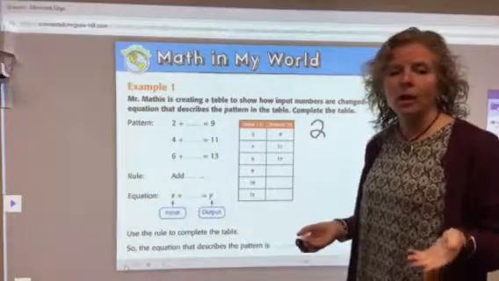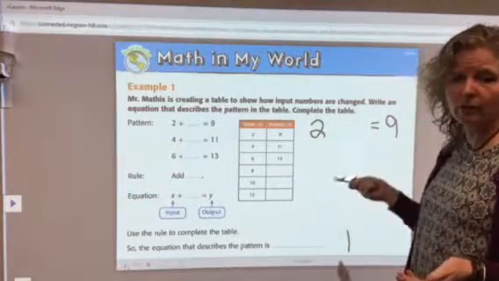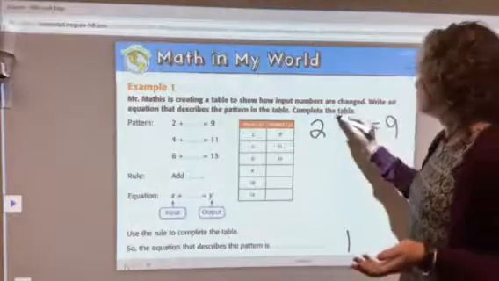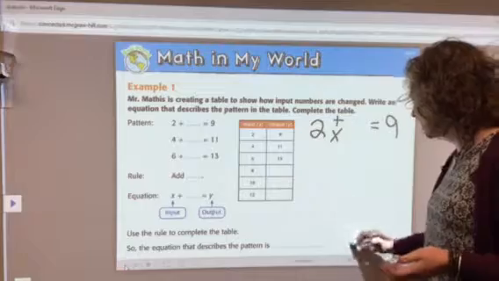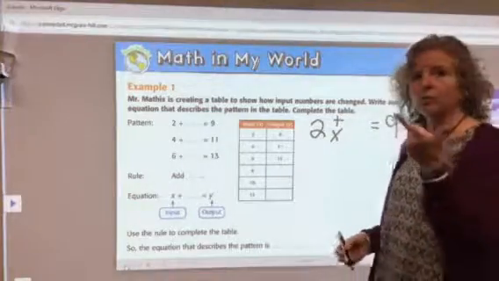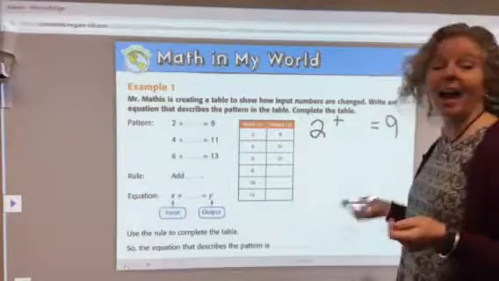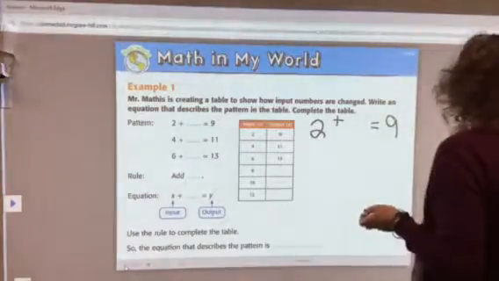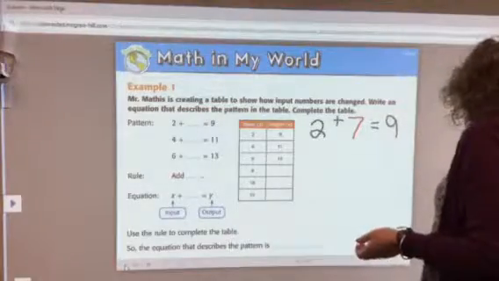Now, did our number go up or did it go down? Did 2 get bigger or smaller? Okay, it got bigger. So we're either adding or we're multiplying. So what do we multiply 2 by to get 9? 2, 4, 6, 8. Okay, we don't. So what do we add to 2 to get 9? 7. All right, that's where we're going to start.